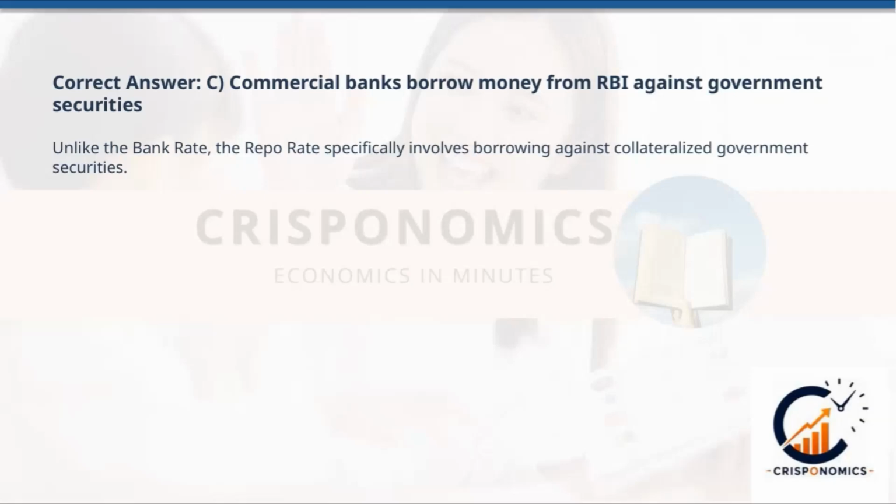Let's clarify the difference here. Unlike the bank rate, the repo rate is all about borrowing money by pledging government securities as collateral. In other words, commercial banks borrow funds from the Reserve Bank of India, using these securities as a guarantee. This mechanism helps manage liquidity in the banking system, making the repo rate a key tool for monetary policy. So, when you hear repo rate, think of borrowing against government-backed assets.